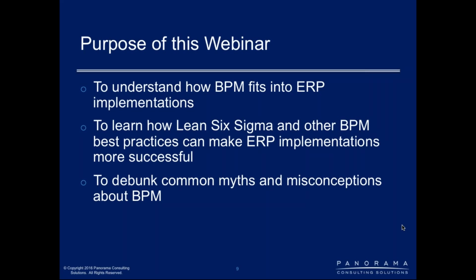And then finally, we want to debunk common myths and misconceptions about business process management. There's a lot of sales hype and FUD out there that isn't necessarily accurate in terms of real-world practicality. So we want to discuss what some of those common myths and misconceptions are and share what some of the true best practices are in terms of how business process management has been most successful for organizations across the globe.